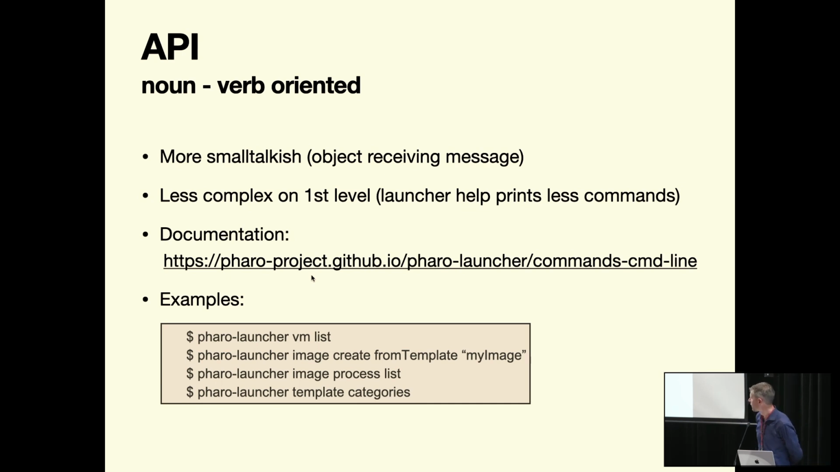So just a few snippets for now. If I want to list virtual machines, Firewall Launcher VM list. If I want to create a new image, I will just use Firewall Launcher image create from template and the name of the template. I can also list running Firewall processes. Here it's not intended to replace the process list of the shell, but just to list Firewall processes that are running on your system.